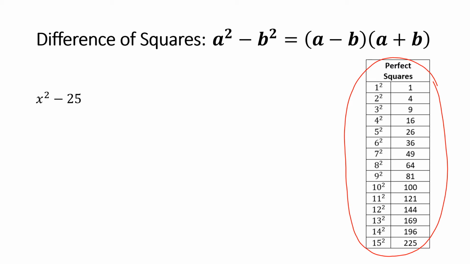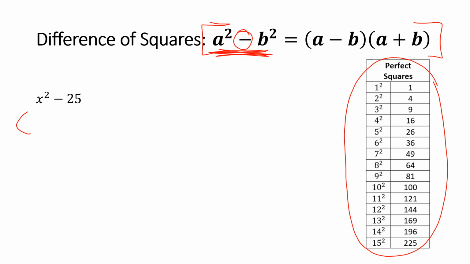Now, difference of squares has a very specific formula. It's used if you have the difference, so subtraction, of two perfect squares. So if you take this example here, x squared minus 25. Obviously, x squared is a perfect square, but we also know that 25 is a perfect square. So what we want to do once we recognize this is the difference of two perfect squares is we want to make this expression look the same way that it does in the formula.